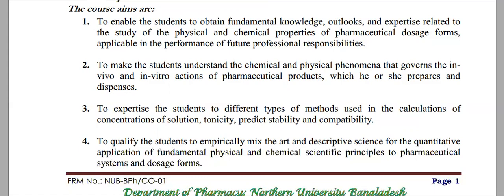So overall, we can say that this course will help you to mix the art and descriptive science for the quantitative application of fundamental physical and chemical scientific principles for the pharmaceutical system and the dosage forms. That means you can apply this knowledge both in the design of the dosage form as well as during the manufacturing of dosage forms, and you can also predict the stability of this dose. You can also know how this dose is going to interact with the patients, and you can modify the dosage form for its better pharmaceutical effect with minimal side effect.